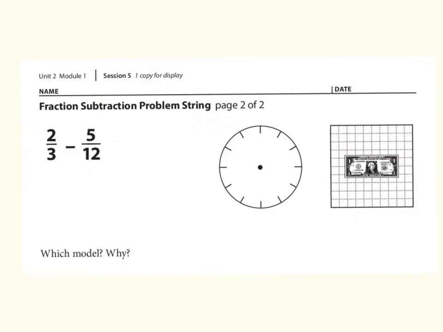So the question here, the task here is to think about which model is best to represent a question, and it'll depend on what we're confronted with. So if this is my question, 2/3, and I'm going to keep this simple here at the beginning, plus 5/12, which model could I represent thirds and twelfths easily into?